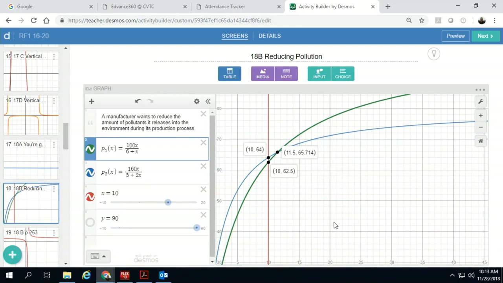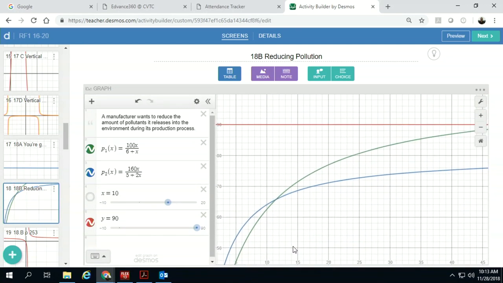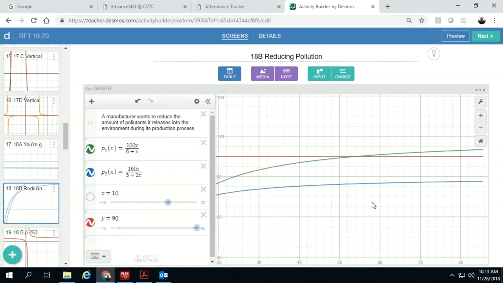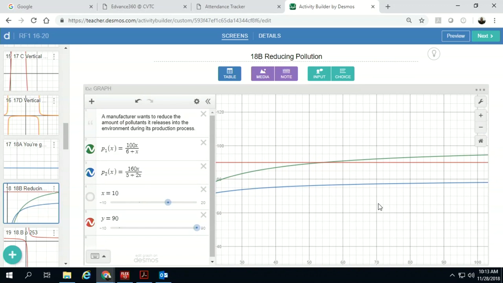Now it says, how much does it cost to remove 90% of the pollutants? So I'm going to turn off this line and turn on this line. So now I'm at 90%. How much does it cost to remove 90%? Well, if you notice, plan 1 can remove 90% if you spend $54,000. Are you writing those down?